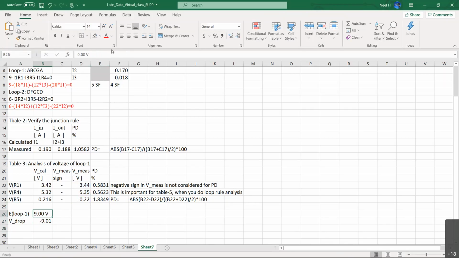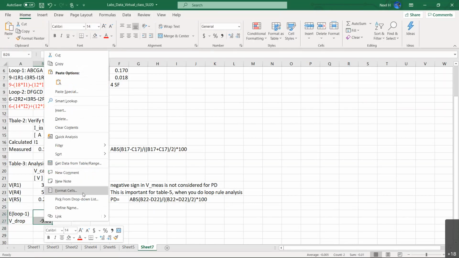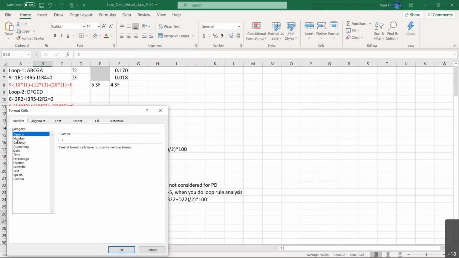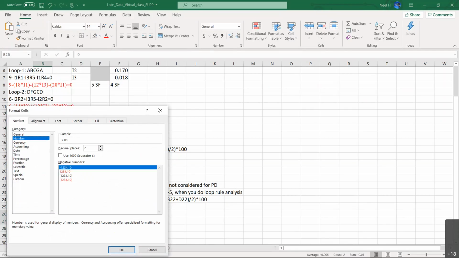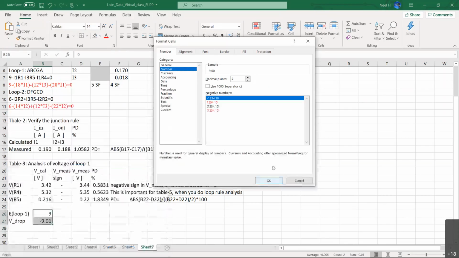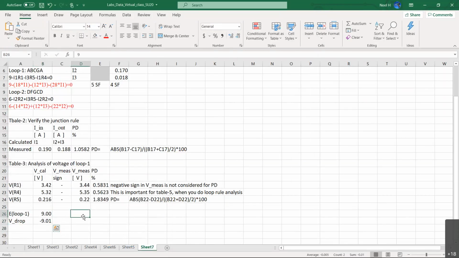Good, everybody good with that? Okay. So let's review this. These are extra information. You don't need this on your table right here, but you need them later in table number 5. So this is actually the loop rule. So that's the idea.